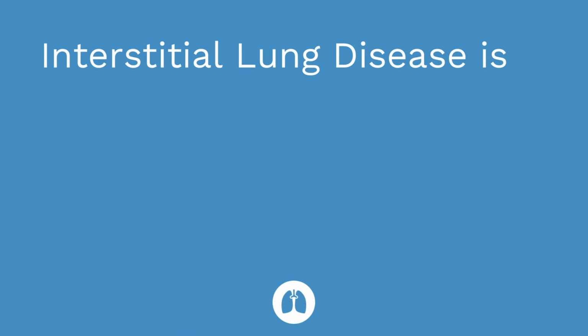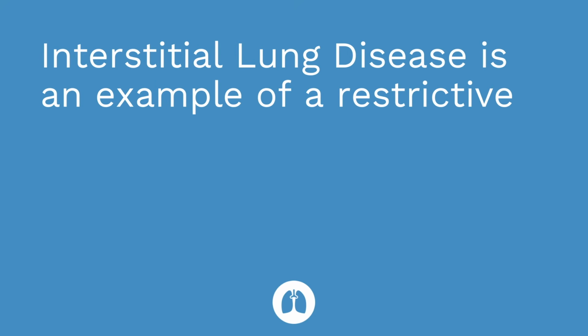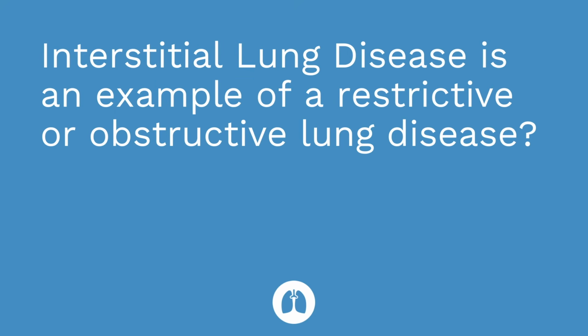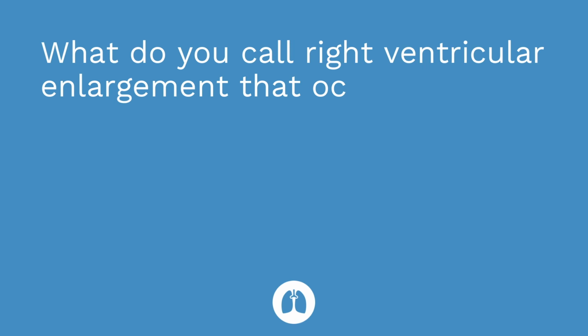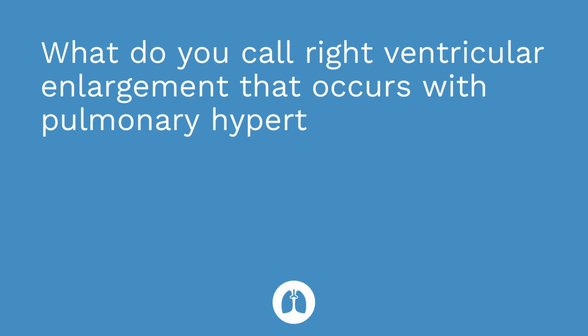Okay, time for a quiz. I have two straightforward questions for you. First question. Interstitial lung disease is an example of a restrictive or obstructive lung disease? The answer is restrictive. Question number 2. What do you call right ventricular enlargement that occurs with pulmonary hypertension? The answer is cor pulmonale. Hope you did well.